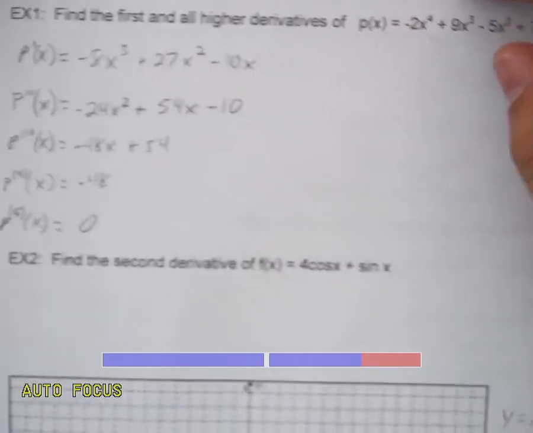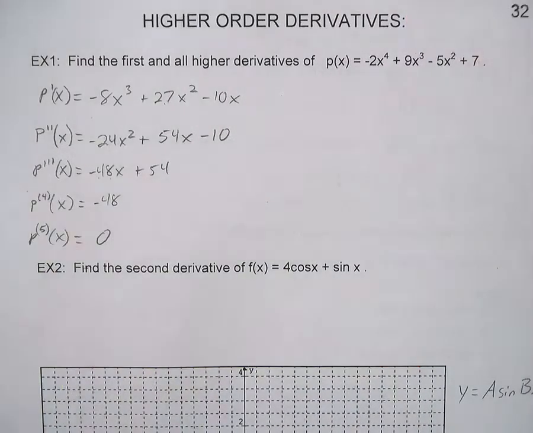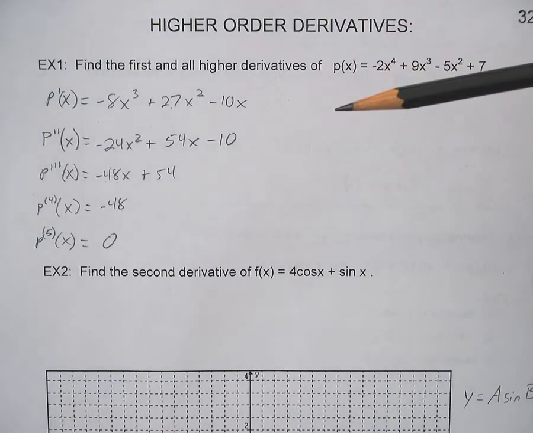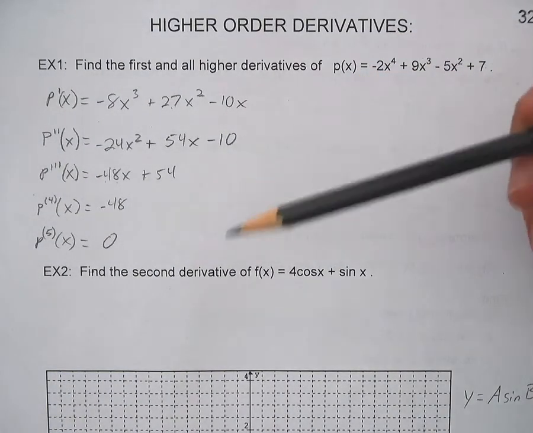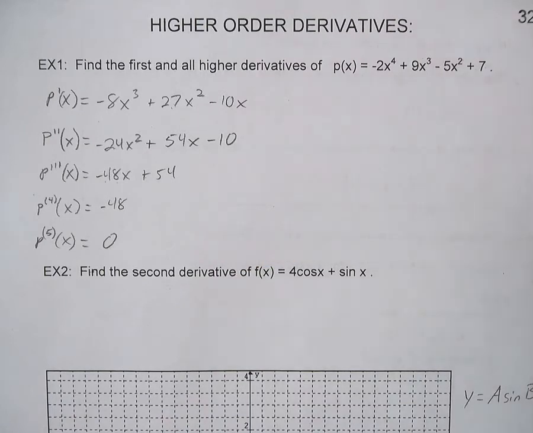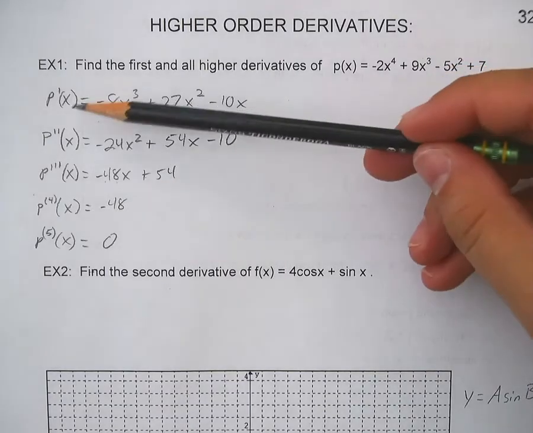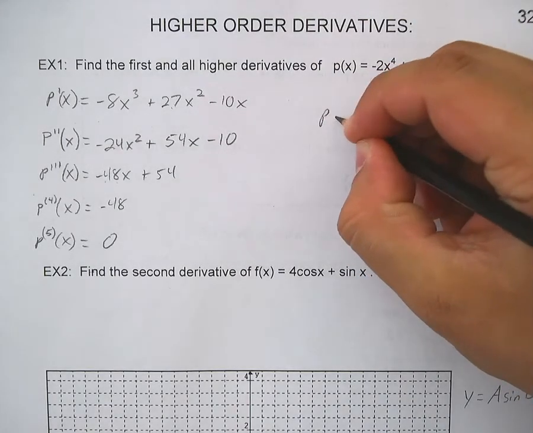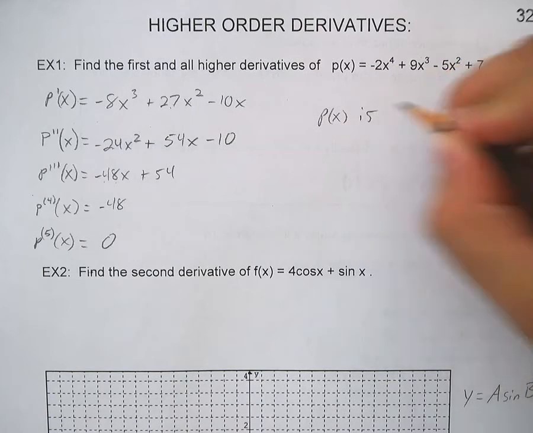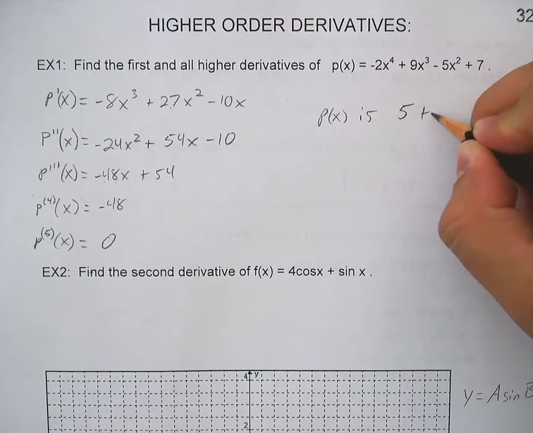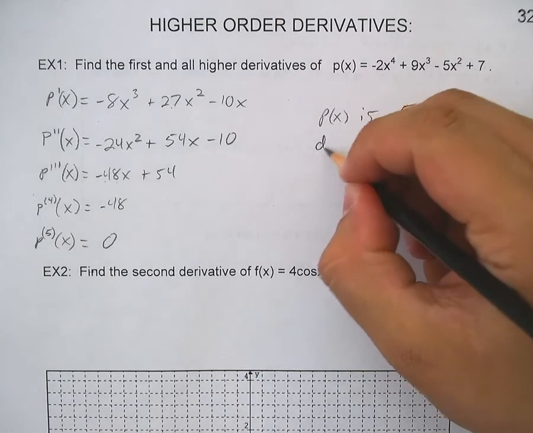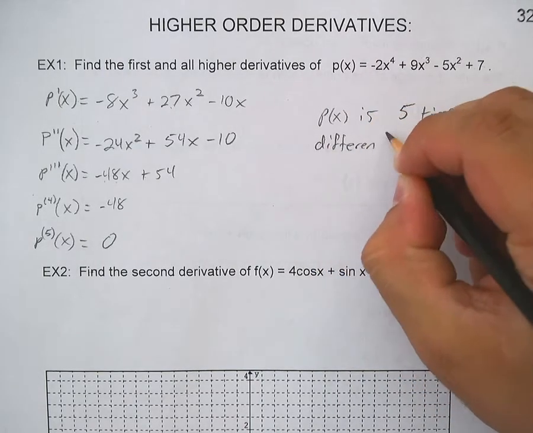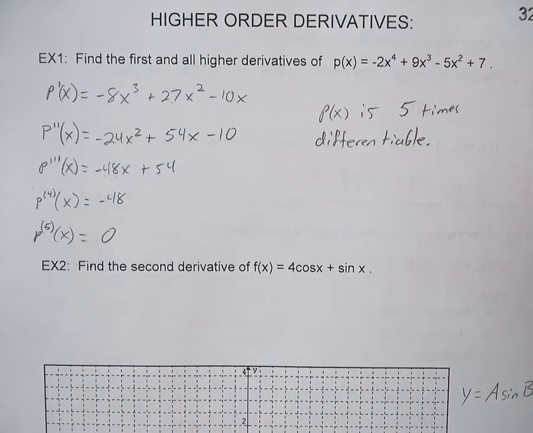So let me give you a little bit of vocabulary here. Okay, the number of times that you can take a derivative before you hit 0 is called the differentiability of the function. So what we would say is that since we have a possibility of up to 5 derivatives here, we would say that p of x is 5 times differentiable. Means I can take the derivative 5 times. P of x is 5 times differentiable.